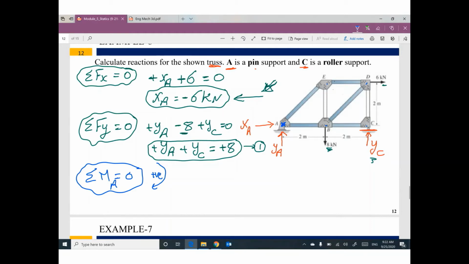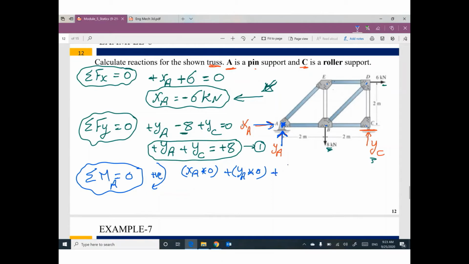So XA times 0. YA times 0. Do you have any distance between XA and the point A? No? Do you have any distance between YA and the point A? No, we don't have distance. We have a force, but we don't have distance. Okay, so times 0. Keep going.